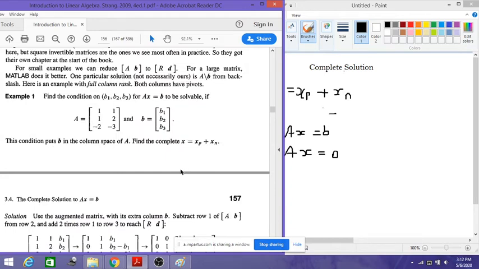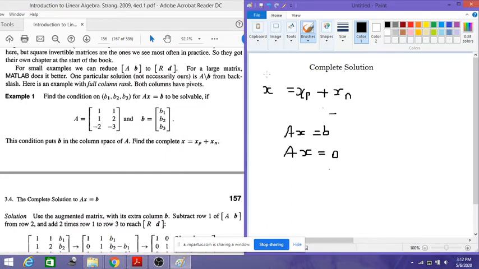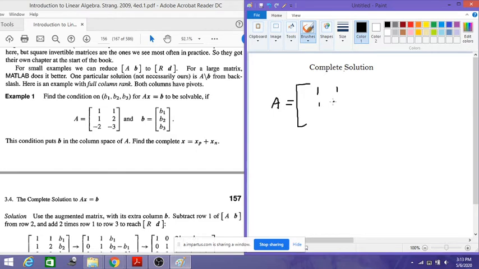Now we will look into one more example. The speciality of this example is that the number of columns is more when compared to the number of rows. Let me write that example here. Suppose the matrix A is of the form 1 1, 1 2, and minus 2 minus 3, and the right hand side is given as the vector in general form, that is b1, b2 and b3. The values are not given, it is given in a general form. Now we have to find the complete solution.